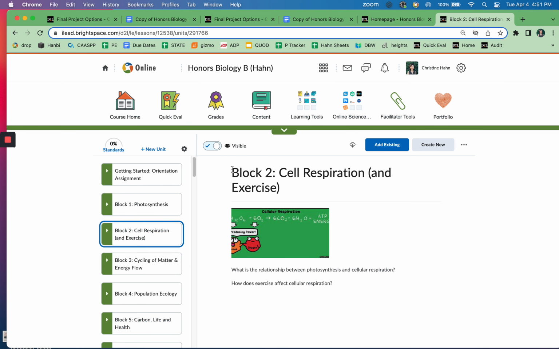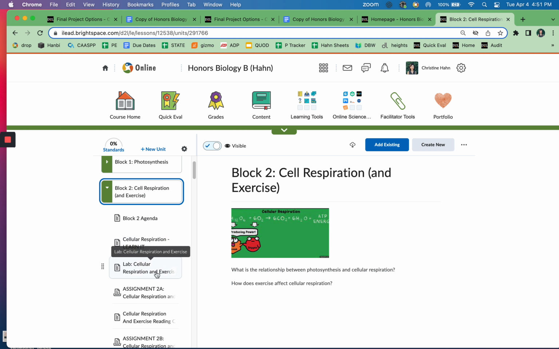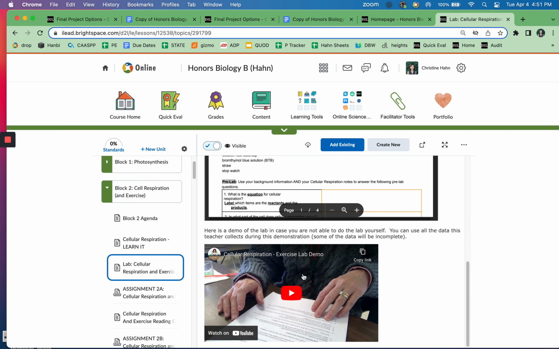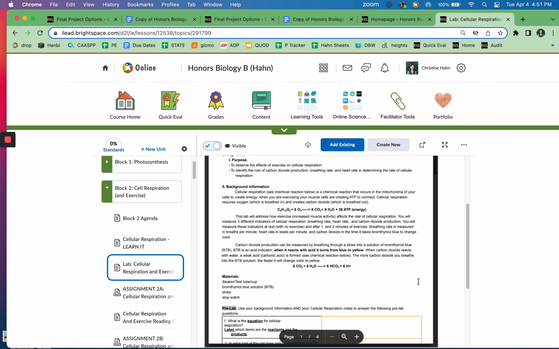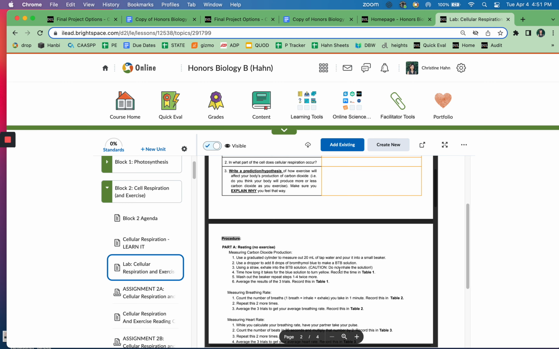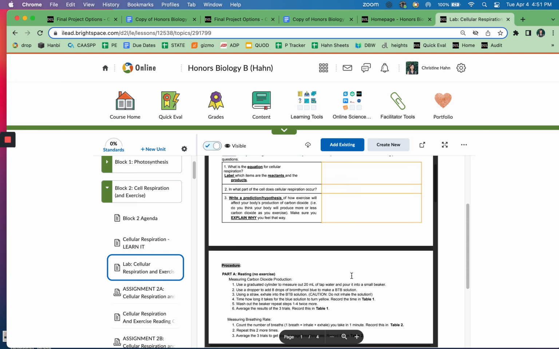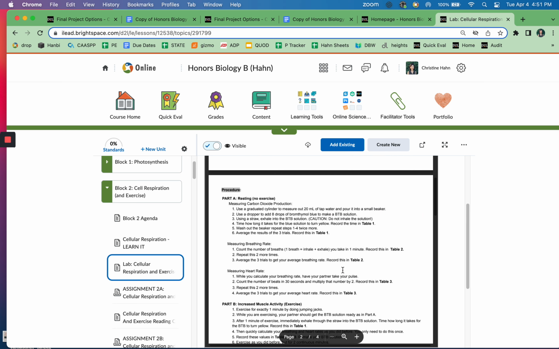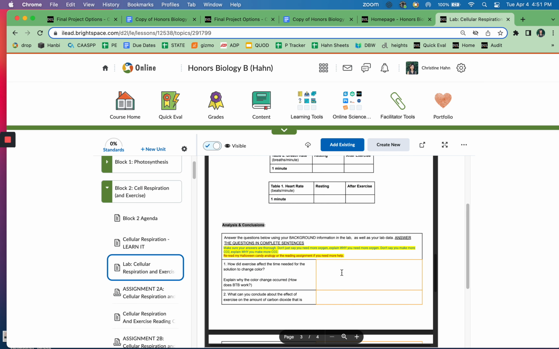So here are a couple activities from the second semester. Learning about cell respiration, I give them an opportunity to do this experiment if they want to order bromothymol blue. Otherwise, they can watch somebody else demonstrate the lab for the BTB part. The rest they can do on their own by measuring their heart rate and breathing rate, and bringing that back to cell respiration and how exercise affects cell respiration.